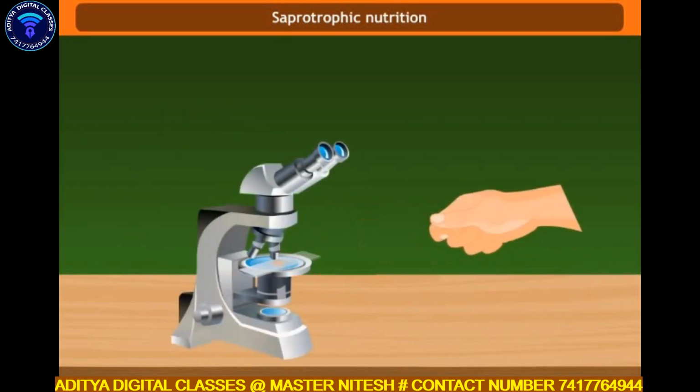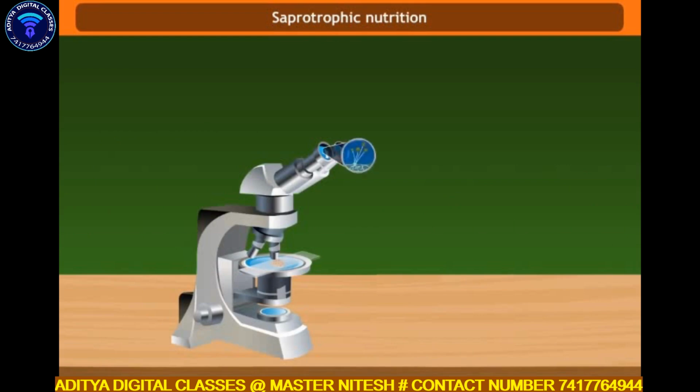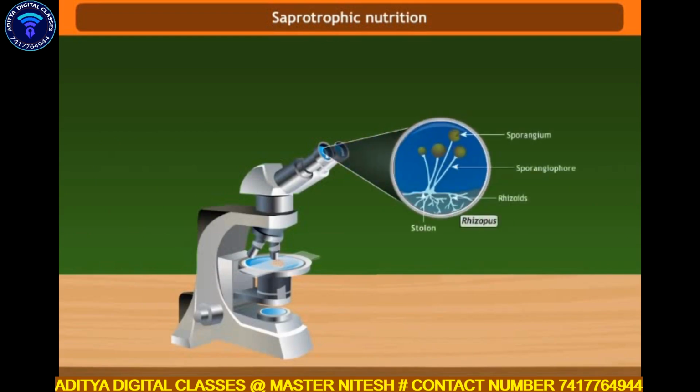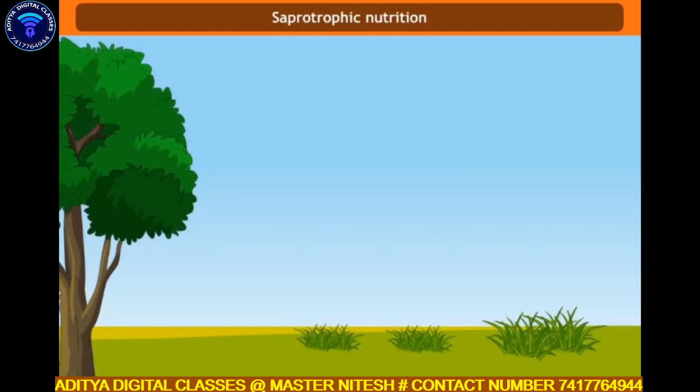You will see cotton-like threads spread on the bread. These organisms are called fungi. They secrete digestive juices on the dead and decaying matter and convert it into a solution. Then they absorb the nutrients from it. This mode of nutrition is called saprotrophic nutrition.